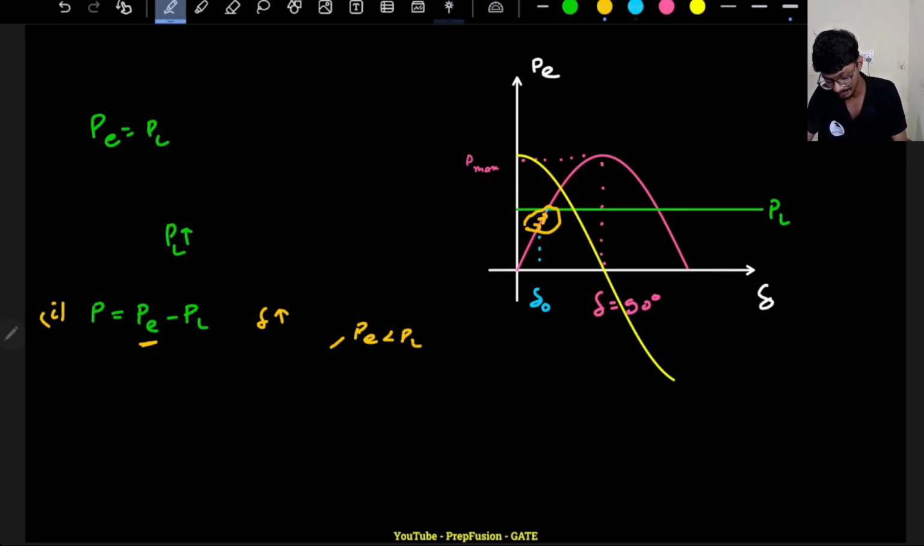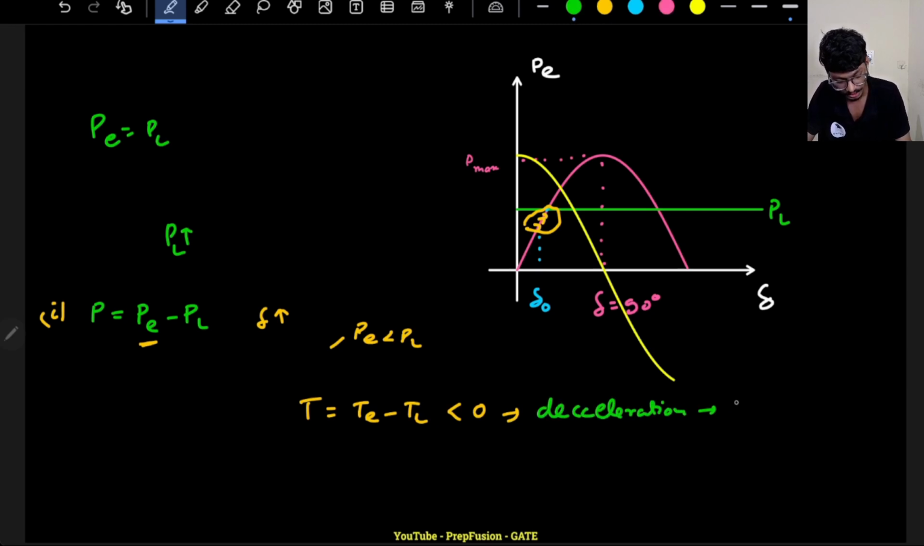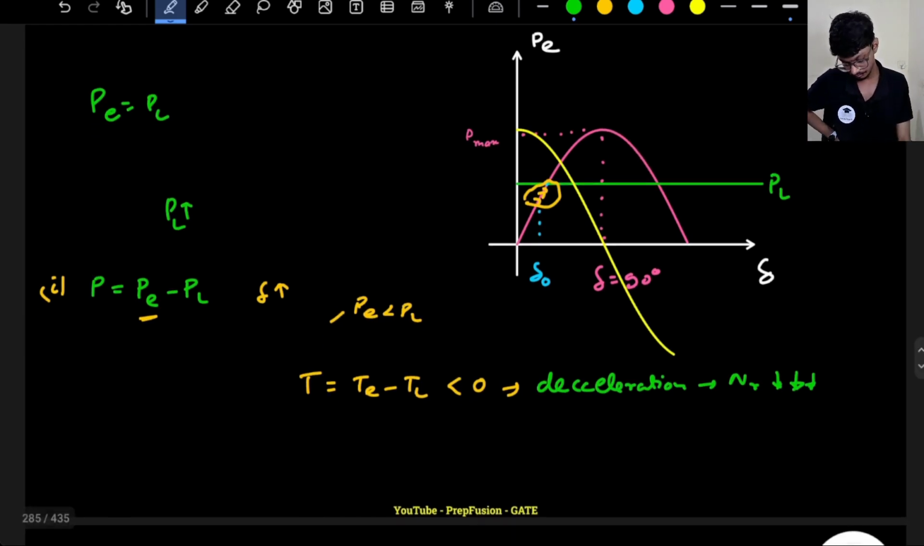If it is negative, what kind of torque are we developing? My overall torque will be TE minus TL. So the developed torque is still negative. That means there is deceleration. Deceleration means my NR will reduce. NR will reduce, right?